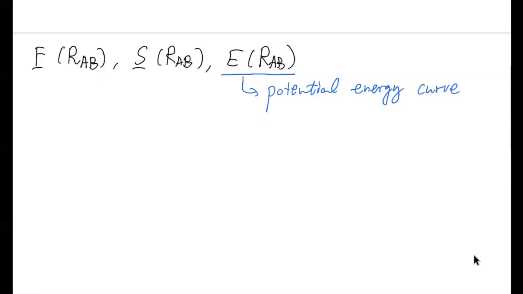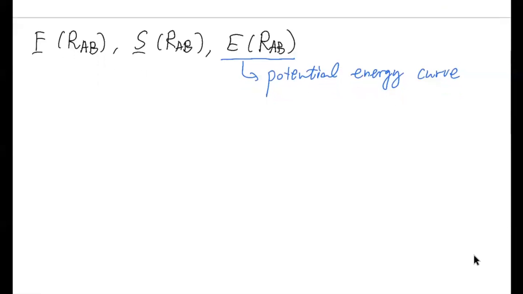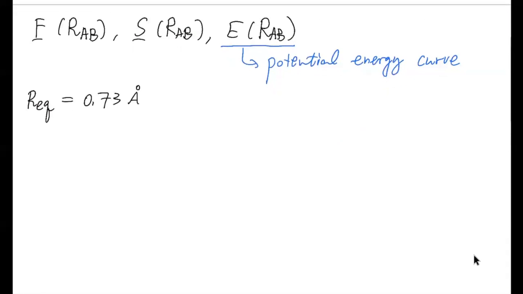And remember you have many integrals. So if you plug in the values of the integrals and you plot E versus the separation, you will solve for the equilibrium distance, which is the equilibrium bond length for the hydrogen molecule. And this is going to be 0.73 angstrom. So you will have energy versus the separation, right? So you will have something like this.